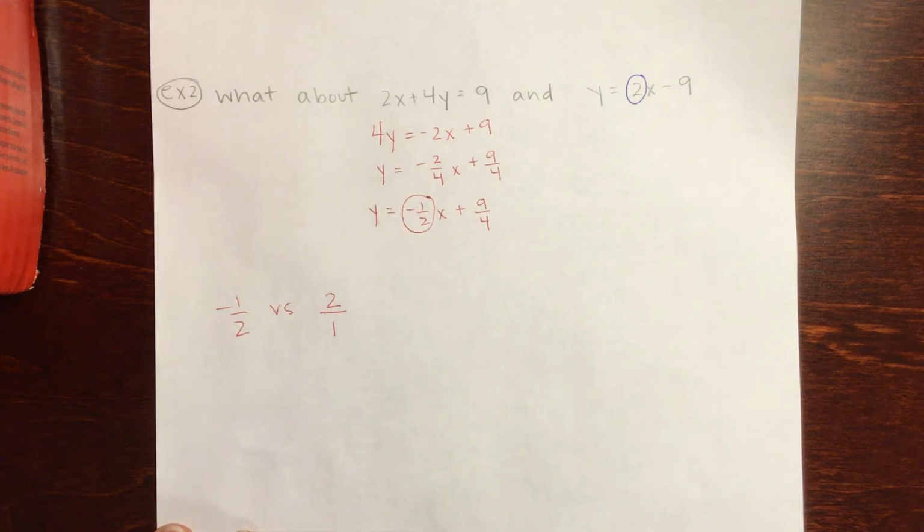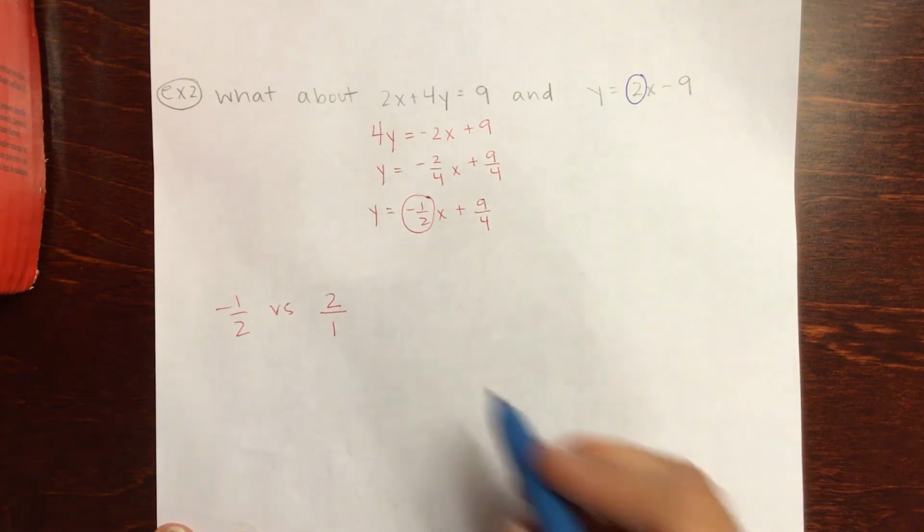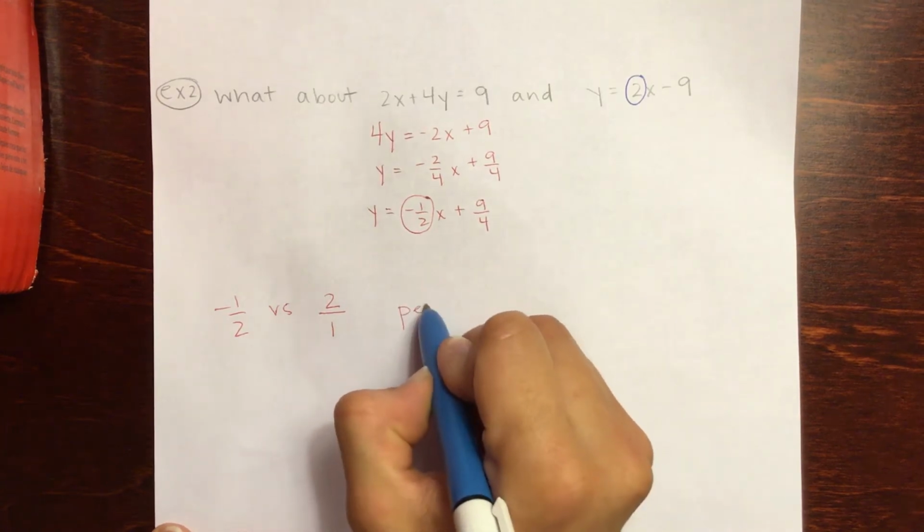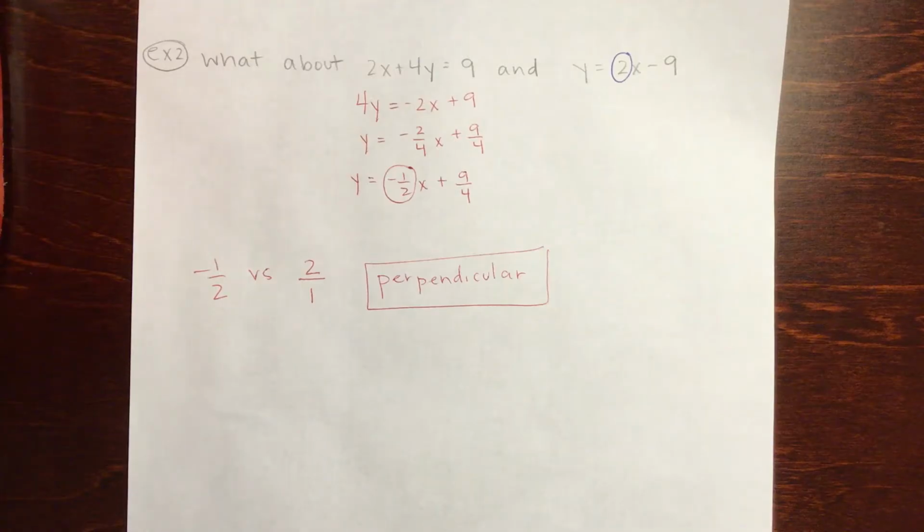Are these two parallel? Are they the exact same number? No. Are these two perpendicular? Do they have opposite signs? Yes, one's positive and one's negative. And are they flipped fractions? Yes. So since it's both opposite signs and flipped fractions, they are perpendicular.